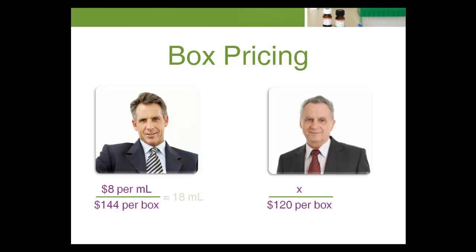The first vendor provides 18 milliliters for $144, while the second vendor only provides 12 milliliters for $120. The product cost per milliliter from the second vendor is equal to $10 per milliliter, or $2 per milliliter more than the box quoted at $144. Always ask for quality control product quotes on a per milliliter basis and not the box price.